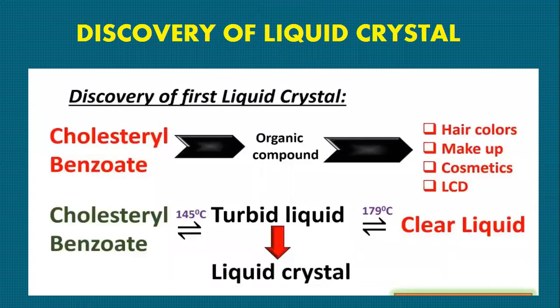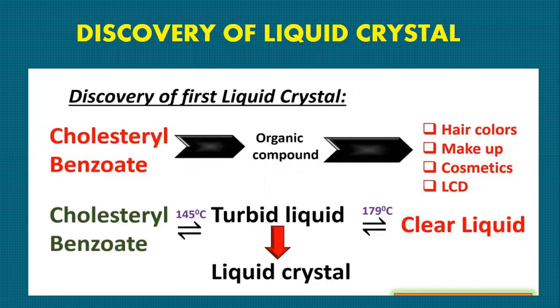First of all, we will discuss the discovery of liquid crystals. Polystyryl benzoate is an organic compound that is widely used in hair colors, makeup products, cosmetics, and LCDs. Polystyryl benzoate was first discovered in 1888 by the Austrian botanist Friedrich Reinitzer.